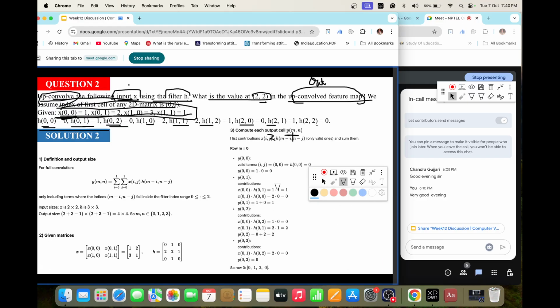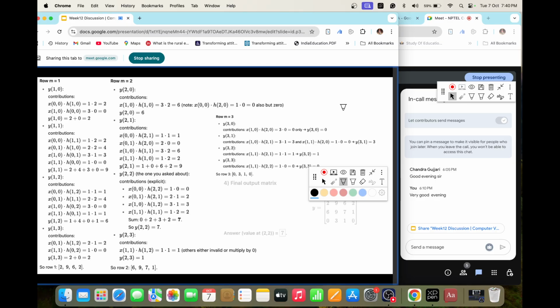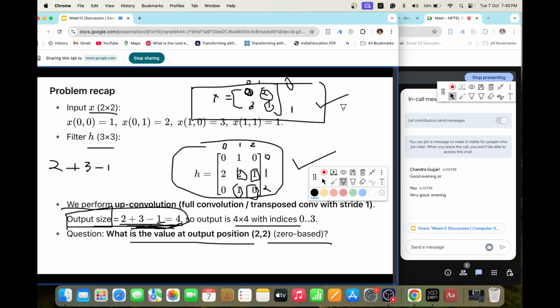Now what has been asked in the question? The question asks: what is the value at 2 cross 2 in the output, the upconvolved feature map? Our feature map will be a 4 cross 4 matrix, which we just understood. How is a 4 cross 4 matrix indexed? It is indexed from 0 to 3. Here everything is indexed from 0.